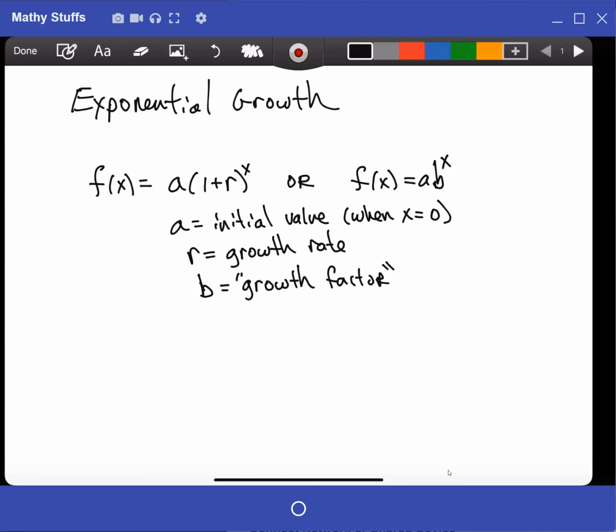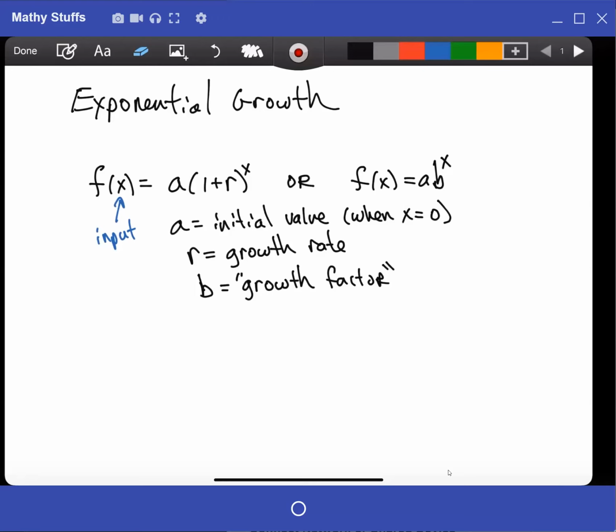We have some function, and it is of the form some constant a times this quantity 1 plus r raised to the x power. Now, check this out. Here, the input variable, x, is the exponent. So this is very different than a polynomial function, where x is the base, and we have a power on it that's fixed. This is kind of the flip side of all that, and these are called exponential functions.